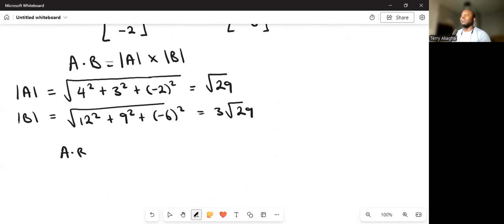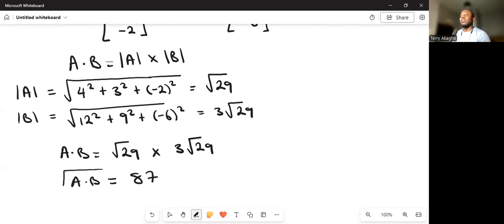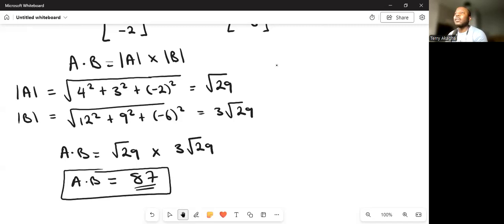A dot B is equal to the magnitude of A, which is the square root of 29, multiplied by the magnitude of B, which is 3 root 29. That gives us 29 times 3, which is 87. So therefore, A dot B for this question is equal to 87. And that is how you find the dot product for two parallel vectors.